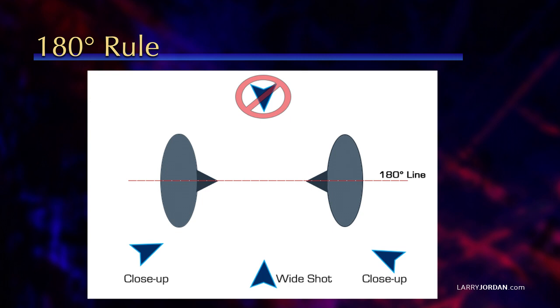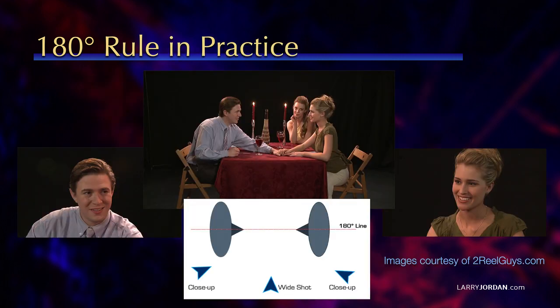Notice also that the wide shot does not come from the side. The wide shot comes from the center. Close-ups and over the shoulders are best done from the edges, as close to the line as possible, without crossing it. Let me illustrate. This is a scene from 2 real guys.